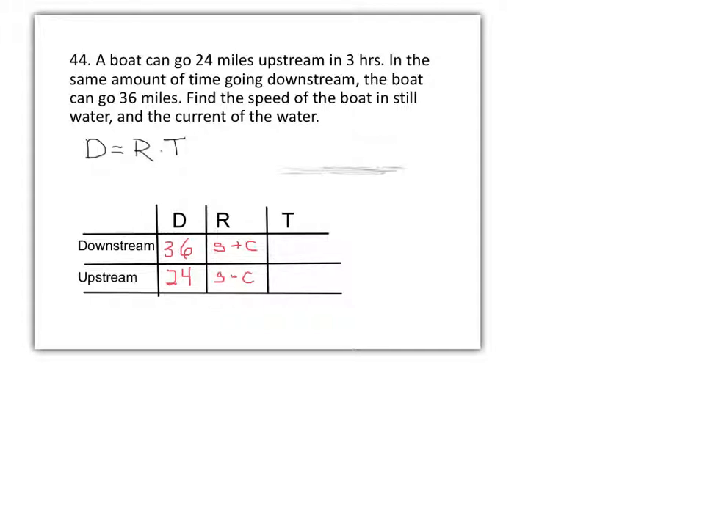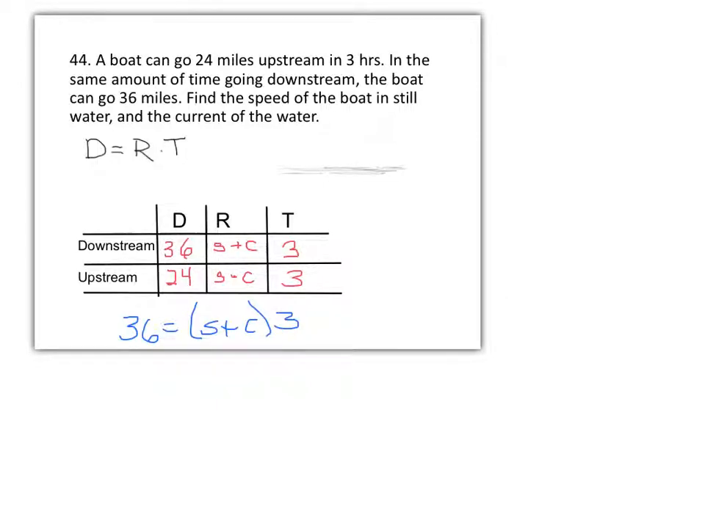And this is the key to solving this problem, to express your rates in terms of your speed of the boat in still water plus your current or minus your current. And then time is 3 hours. So we have distance equals rate times time, and so going downstream, we have 36 distance equals rate, S plus C, times time, 3.